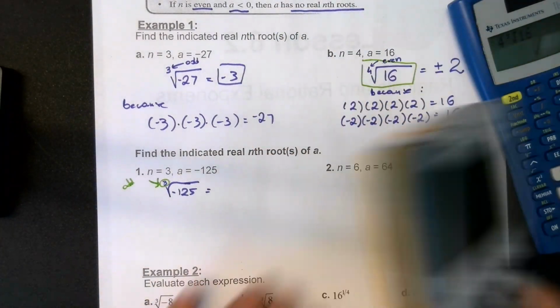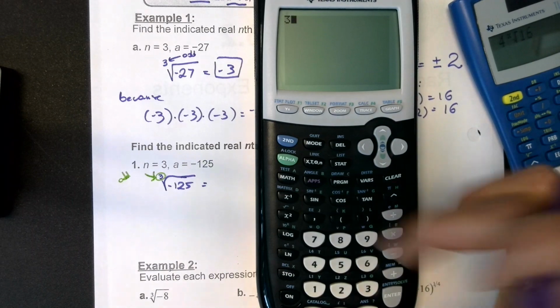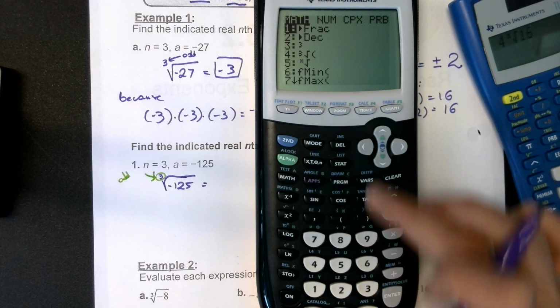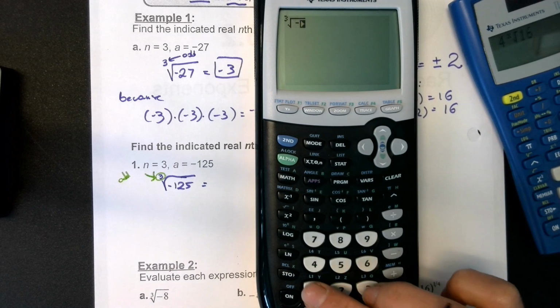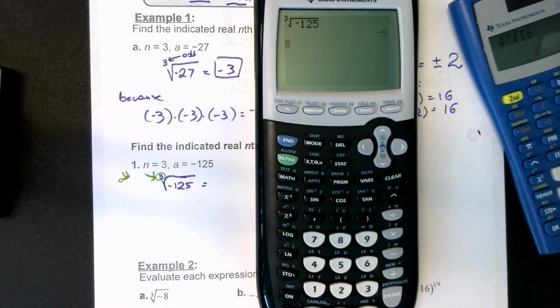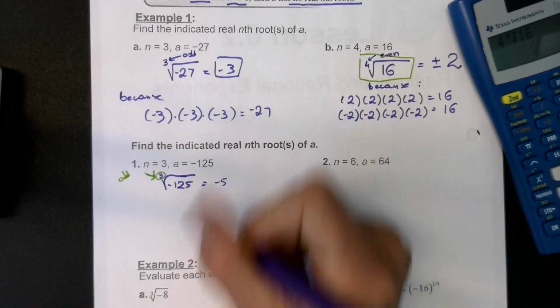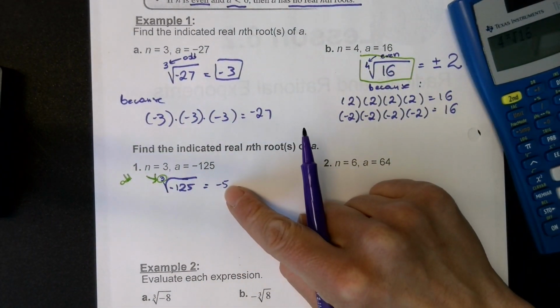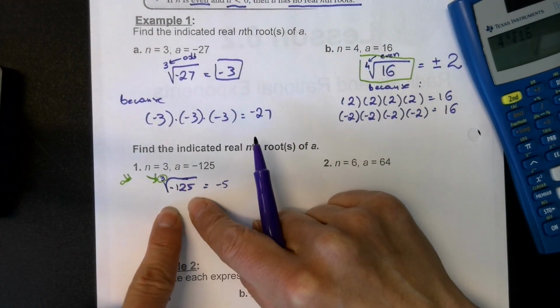Let's plug it in. Maybe I'll use this one so you guys can practice this way. So we have 3, math, scroll all the way to 5, enter, and we have negative 125. What do we get? Negative 5. And if you wanted to check, negative 5 times negative 5 times negative 5 will give you that negative 125.